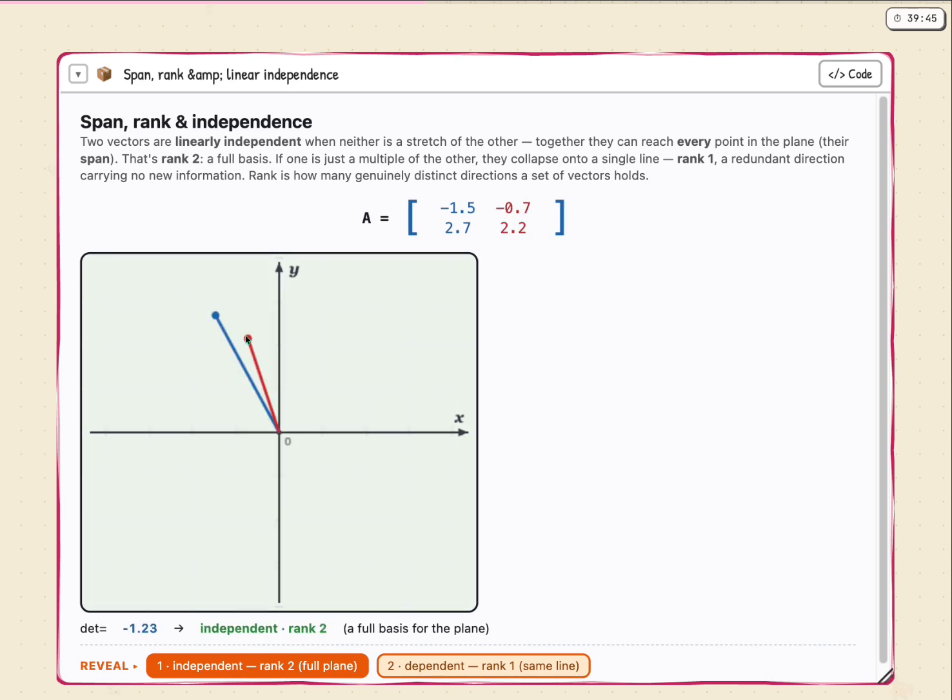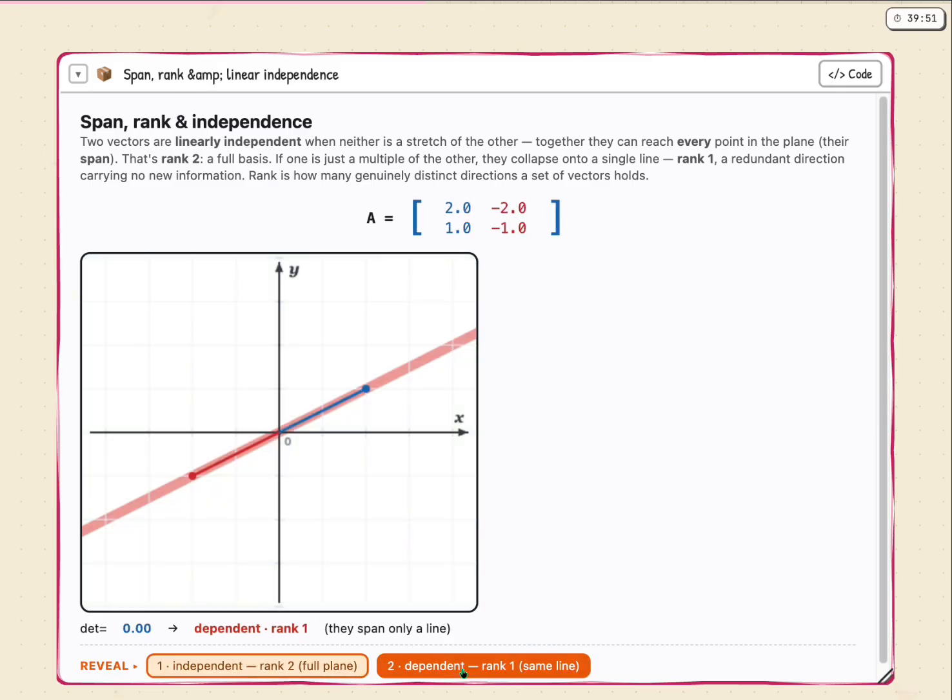Now watch what happens when I drag one arrow until it lies along the same line as the other. Suddenly they're dependent. One is just a multiple of the other. Their span collapses to a single line. They can no longer reach the whole plane. That's rank 1. The second vector adds nothing new.